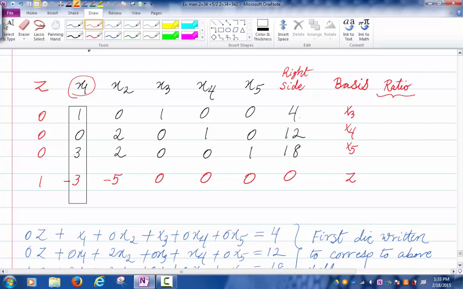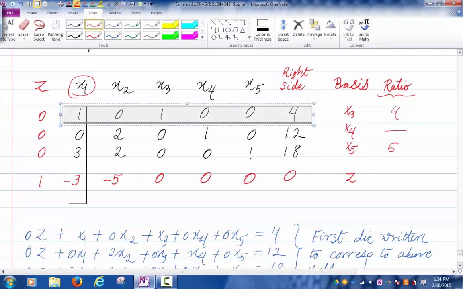So divide 4 by 1, what do I get? 4. That's what I mean by the ratio. Ratio of the right hand side to the entries of the pivot column. And for this one I don't do anything because the entry here is 0. And for the last one, I divide 18 by 3, I get what? 6. Which one is smallest? 4. So the row corresponding to 4 will be the pivot row. Is that making sense?